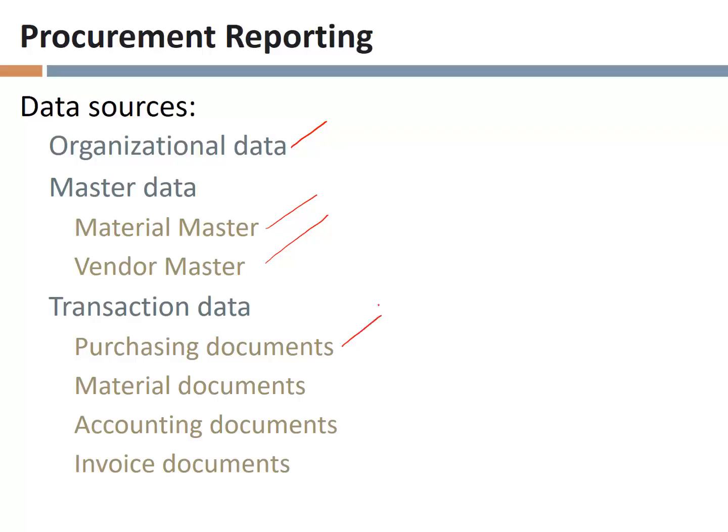We have purchasing documents. This is our purchase requisition and our purchase order. But then beyond that, we have material documents. We saw material documents get created at goods receipt, for example. We have accounting documents. Accounting documents got created at goods receipt. They got created at invoice receipt, and then they got created at the time of payment. And then we have the invoice, which obviously came into play in the invoice receipt step of the process.